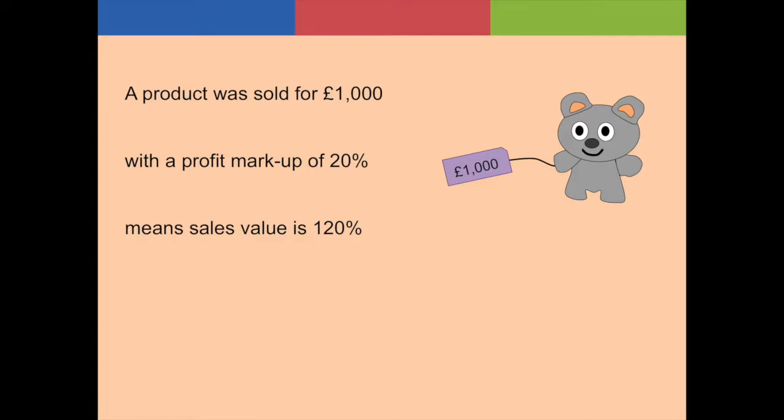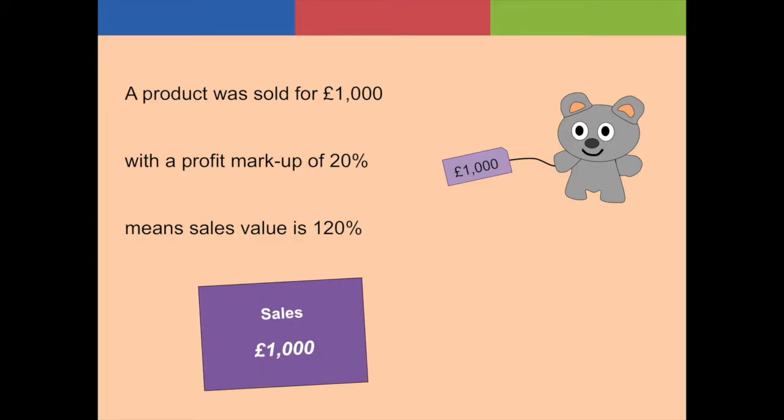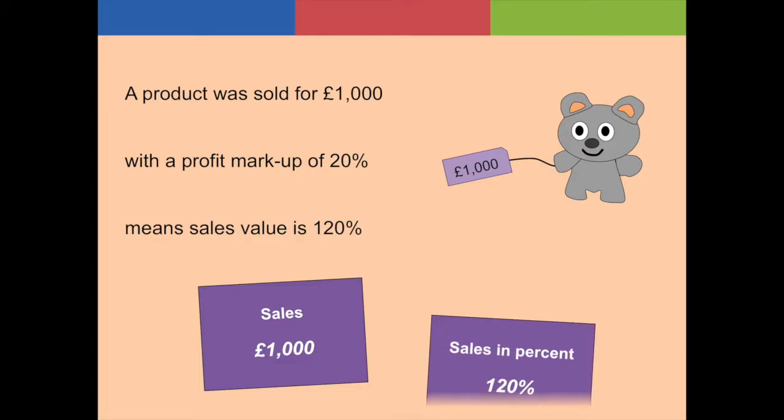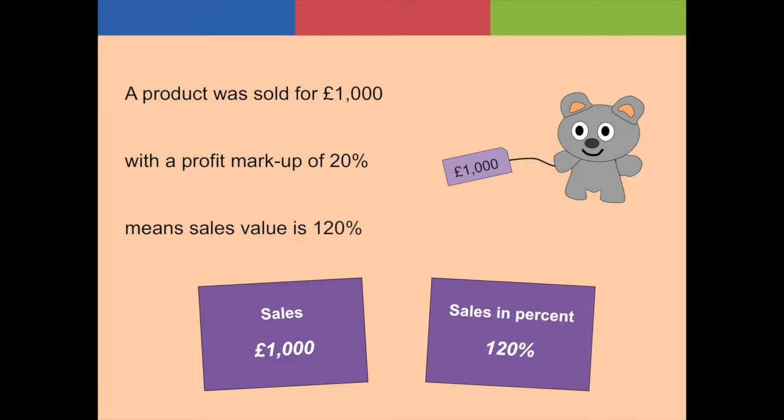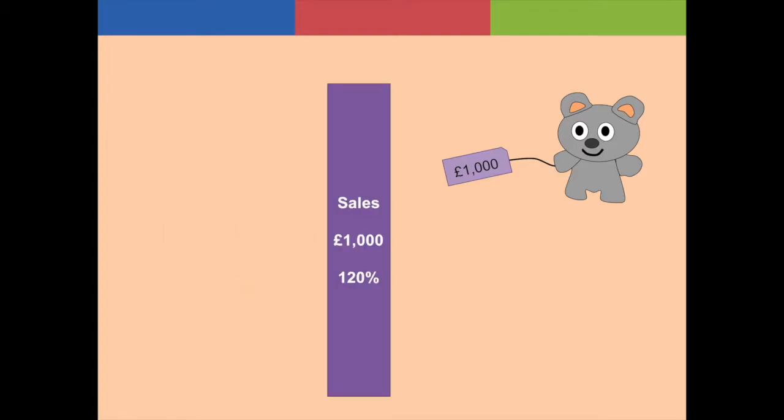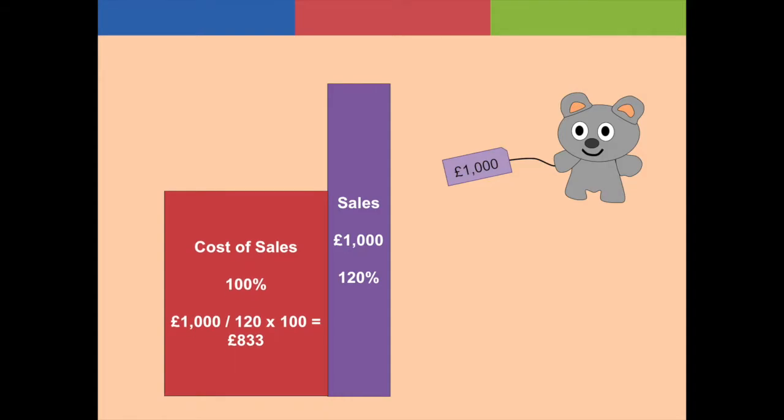We have the sales value of £1,000 and we know that in percentage terms for profit markup it is 120%. Let's now work out the cost of sales and profit markup. We know that the cost of sales is 100%, so £1,000 divided by 120% times by 100% gives you the cost of sales value of £833.